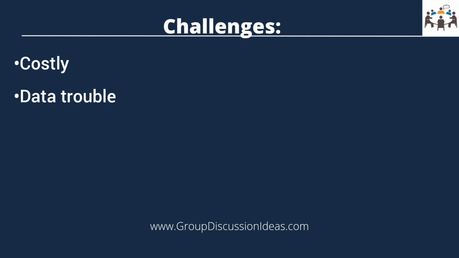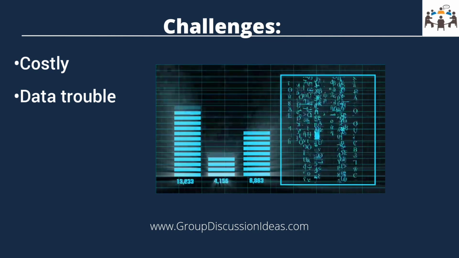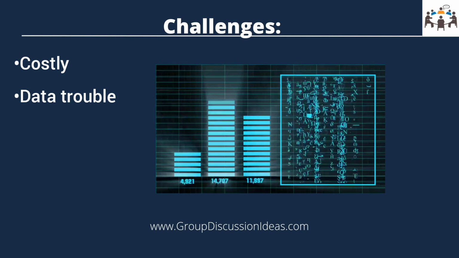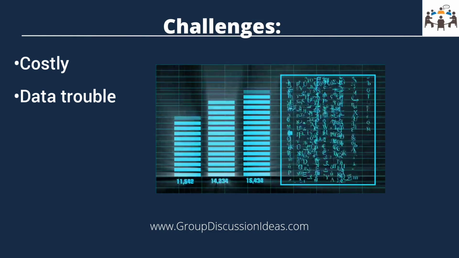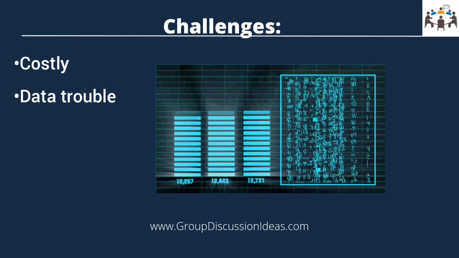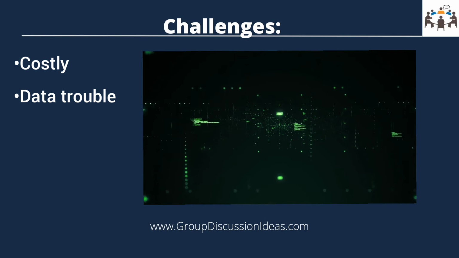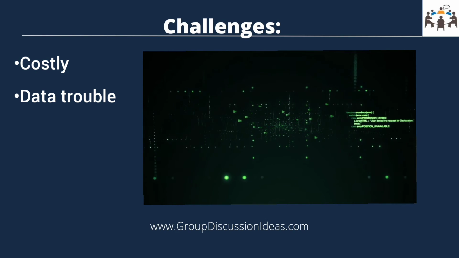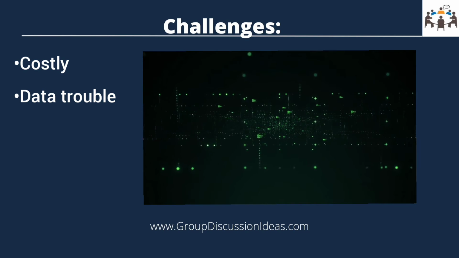Second such challenge is data trouble. Digital twins need good information to work well. Digital twins rely on a continuous stream of data to maintain their accuracy and usefulness. Gathering, processing, managing this vast amount of data can be very complex and expensive.